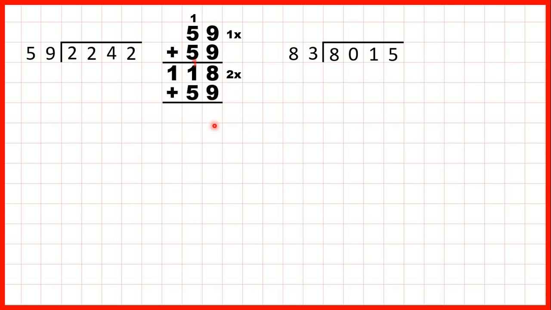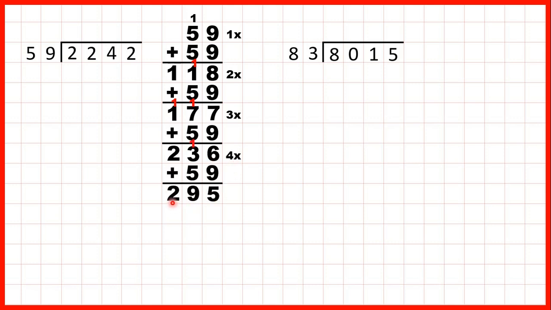Adding another 59 gives us 177 for 3 times. Another 59 gives us 236 for 4 times, and then we get 295 for 5 times. So now that we've calculated to 5 times, let's look back at our question.